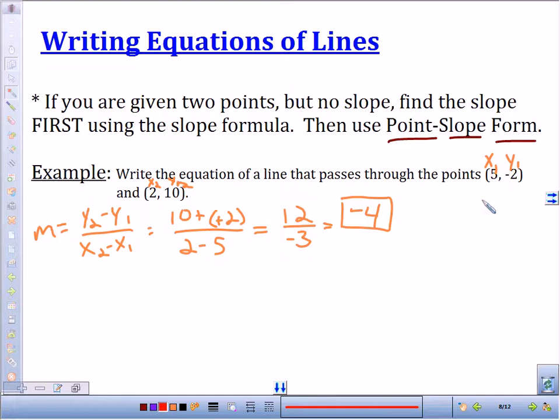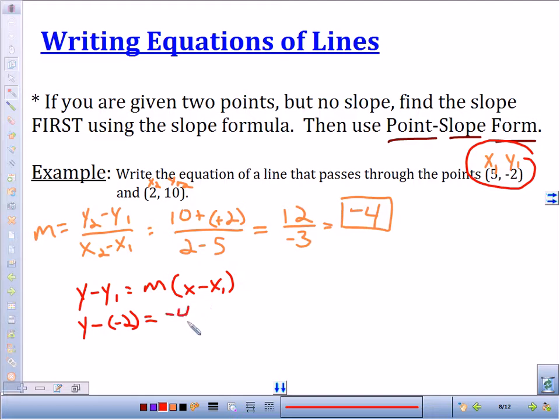I use my slope and I use my point because I already have a point, x1, y1 is 5, negative 2. So I use my point and I get point-slope form, which says y minus y1 equals m times x minus x1. Now I use the information that I've gathered to solve this equation. y1 is negative 2, so I've got y minus negative 2 equals m is negative 4 times x minus x1 is 5.